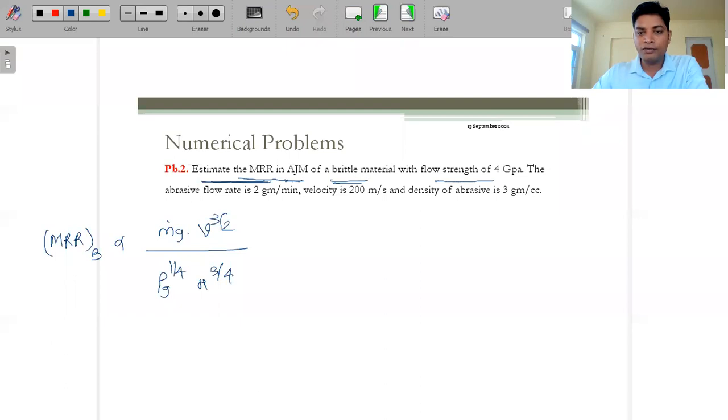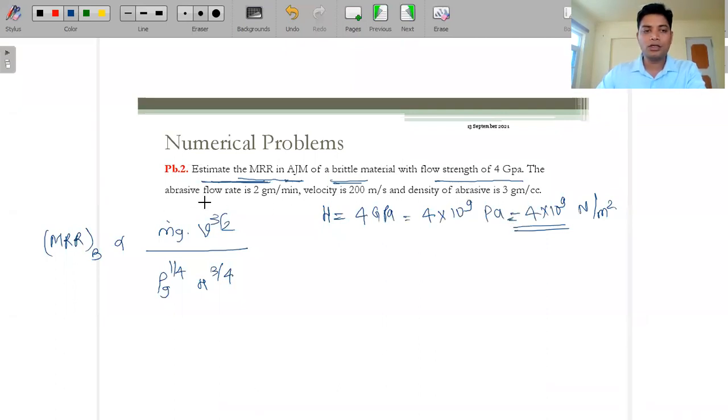The flow strength is given to you, that means the hardness is given to you. So H is given to you, that is 4 GPa. If I reduce that into newton per meter square, then this will become 4 gigapascal. Giga means 10 raised to power 9. So this is 4 into 10 raised to power 9 pascal, that is 4 into 10 raised to power 9 newton per meter square.